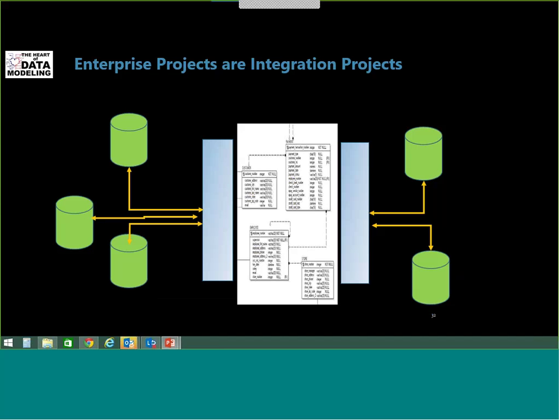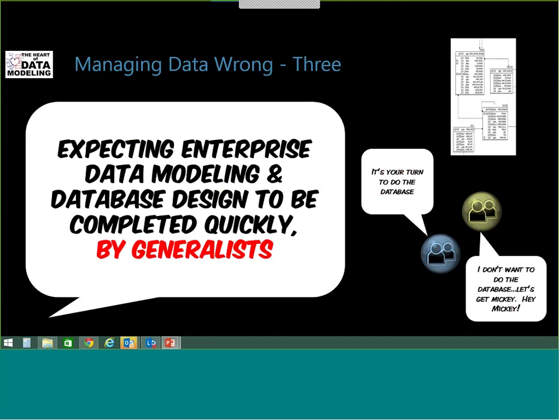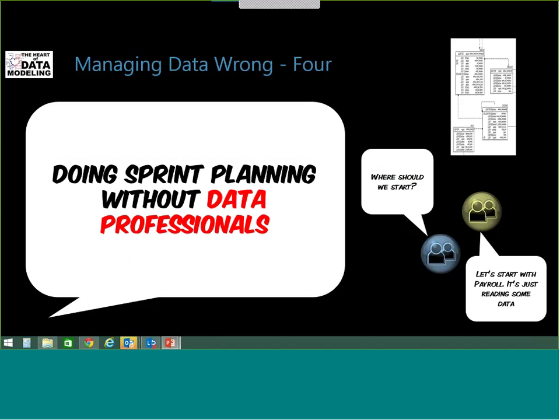We also know that enterprise projects are integration projects. It's so rare to have an enterprise project that's just all self-contained, one database, one application server, maybe mirrors of them for availability. They're complex. So getting it wrong is expecting enterprise data modeling and database design to be completed quickly, but by generalists who actually don't want to do a data model and don't like doing database design. I've seen this actual conversation on a project. It's your turn to build the database. I don't want to build the database. Let's get Mikey. That, to me, if I were a business user, should make you shudder at the thought of someone who doesn't want to build the database being forced to do it.